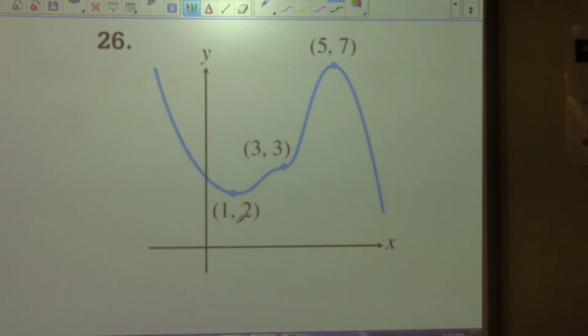Okay, 1, 2, min, max, neither. Minimum. So local. Is there another word that we can use instead of local? Yes. Relative. So local minimum, relative minimum, synonymous. Okay. 3, min, max, neither.